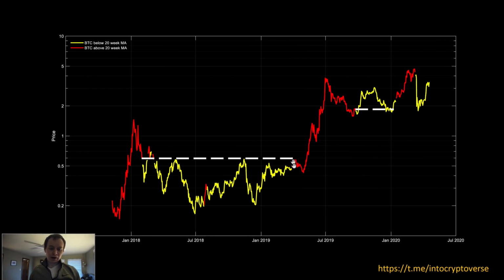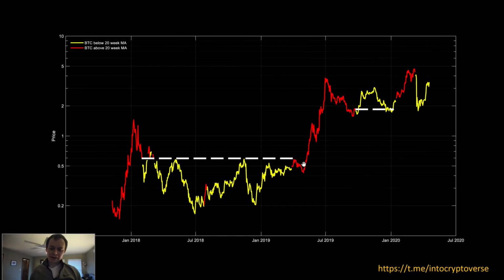Again, here it went from around 50 cents or so to several dollars, and then it retraced. One of the interesting things is that Link tends to retrace before Bitcoin breaks the 20-week moving average. This makes sense because when Bitcoin's going on a bull run, at some point it corrects, and during that correction, a lot of other coins correct before it gets down to the 20-week and then breaks it.